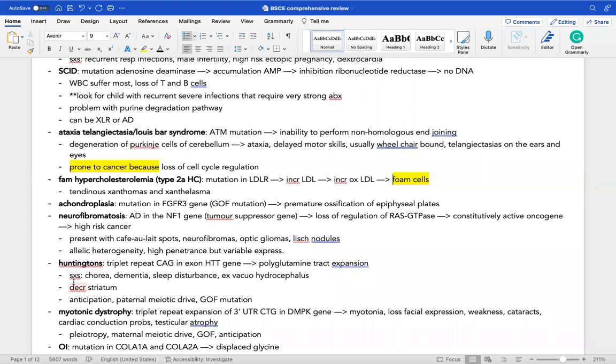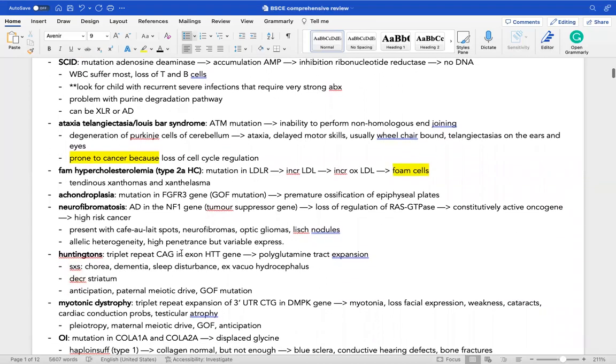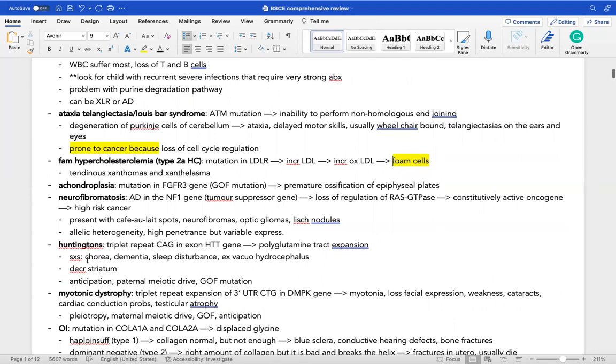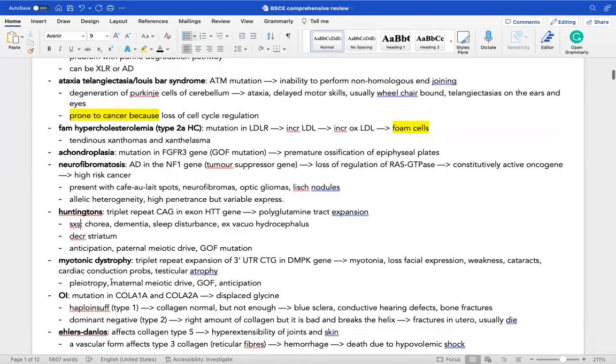In Huntington disease, it's a triplet expansion of the CAG exon of the HTT gene. It's polyglutamine tract expansion. Some of the symptoms are chorea, dementia, sleep disturbance, ex-vacuo hydrocephalus. So it's an example of anticipation, which is a condition where it gets worse over time.